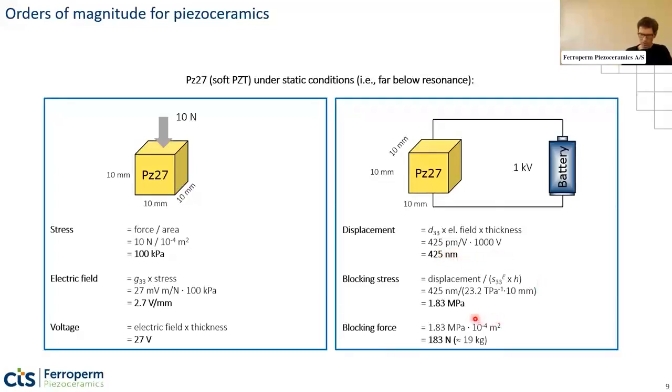On the other hand, you should notice that it has a very high blocking stress, meaning that it's a quite mechanically strong effect. You can actually move something by this distance, even if it's quite heavy. You can have this stress of 1.8 megapascals, or equivalent to this force of 183 newtons. So almost 19 kilograms you can lift by just using this small cube of ceramic, if you have a high voltage of 1000 volts.